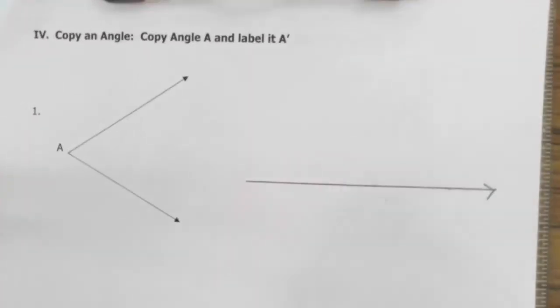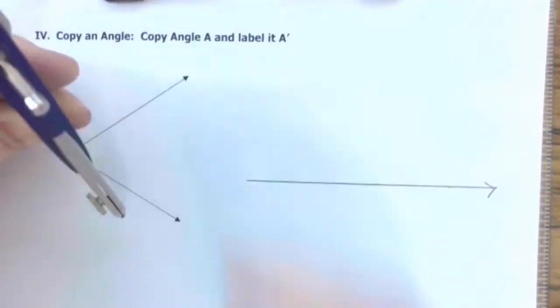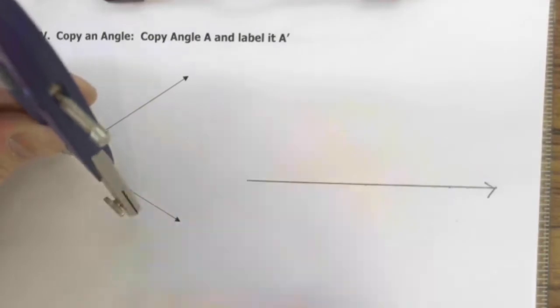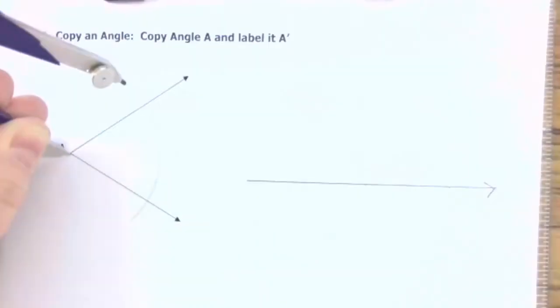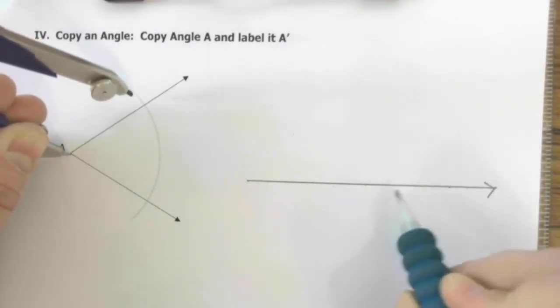That's your baseline. Now, we need to construct a measuring arc. A measuring arc has its stylus on A, and you don't want it super close in because it makes it more difficult to measure, but a measuring arc crosses both sides of the angle. That's your measuring arc. We need to make an identical measuring arc on this line.